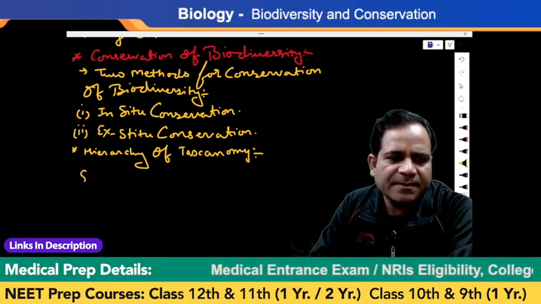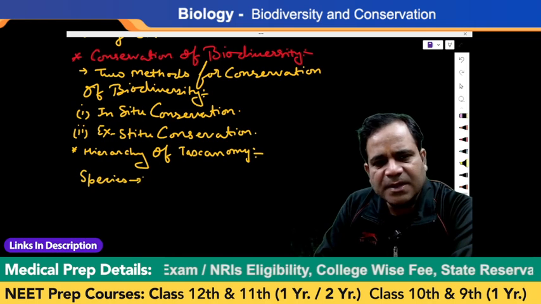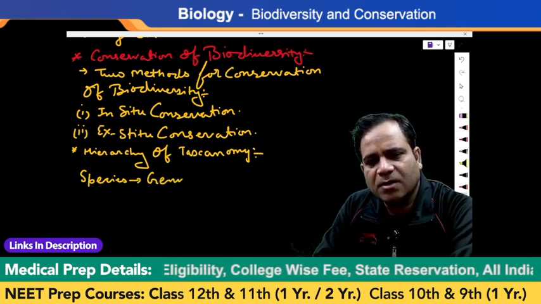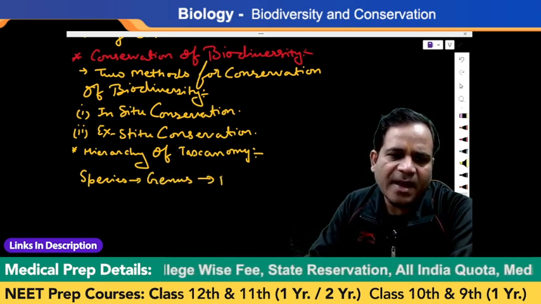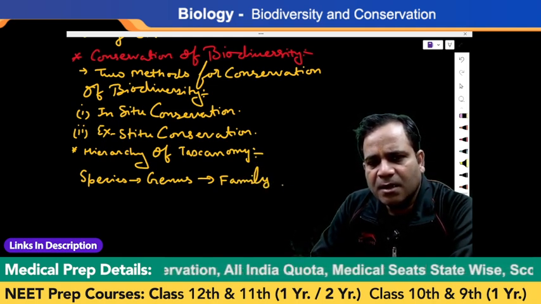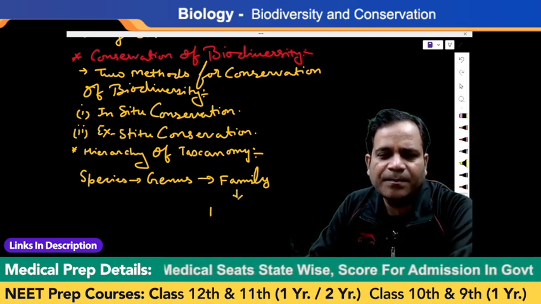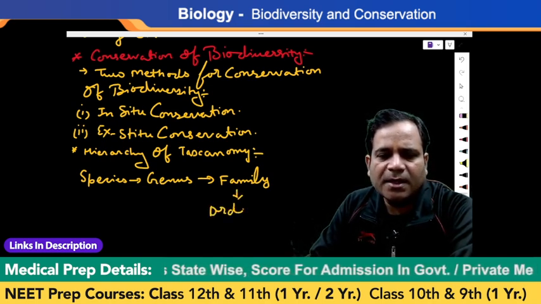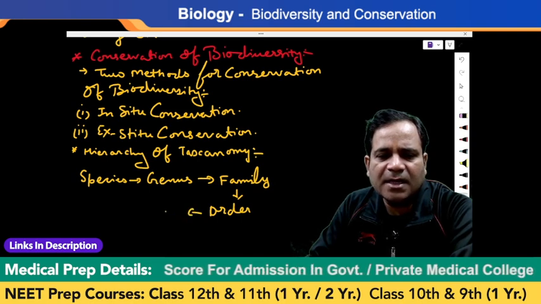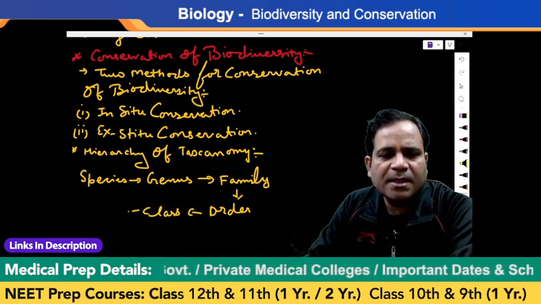A species, a group of species to form what? Genus. And a group of genus to form what? Family. And a group of this family to form what, my dear? Order. Then after order, what? Class.